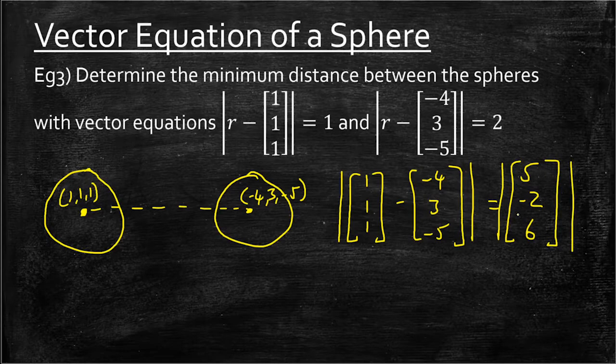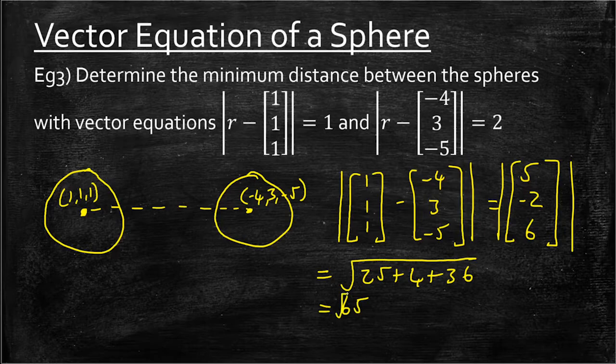Then we need to find the length of this vector. The length of this vector is the square root of the sum of the squares of each of the components. So 5 squared is 25, 2 squared is 4, 6 squared is 36. And when you add all of those together, 25 and 36 is 61, plus 4 is going to be 65. And we'll take the square root of 65 there.